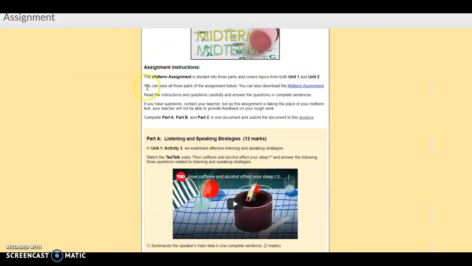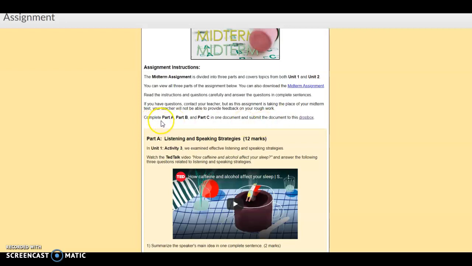What I would suggest is that you read through the instructions and the questions carefully, and that you use complete sentences for each of your answers. No matter what the question is asking, make sure you're writing in complete sentences. If you have any questions, you can contact me, but this assignment is taking the place of your midterm test, so I can't really provide feedback on your rough work. You have to be able to do this independently, but if one of the questions doesn't make sense, or if you're having trouble with the assignment for some reason, please, as always, email me.